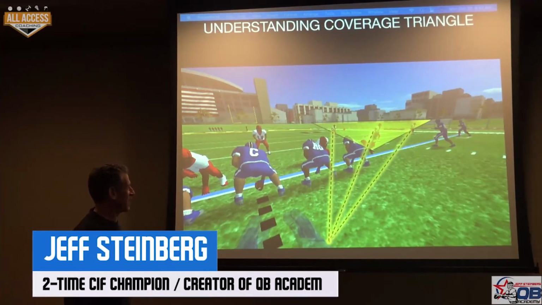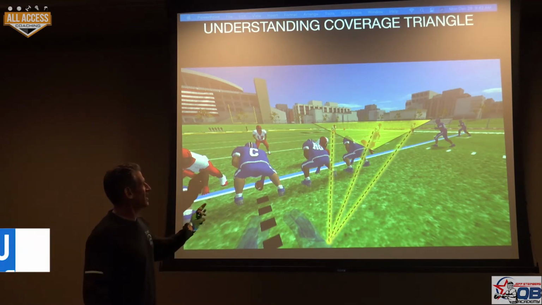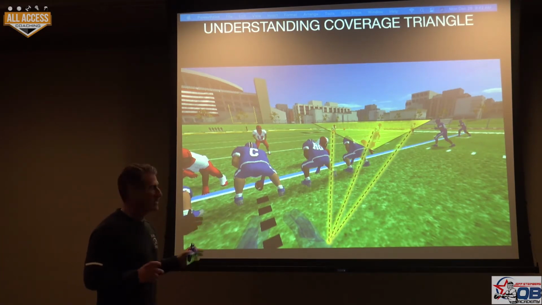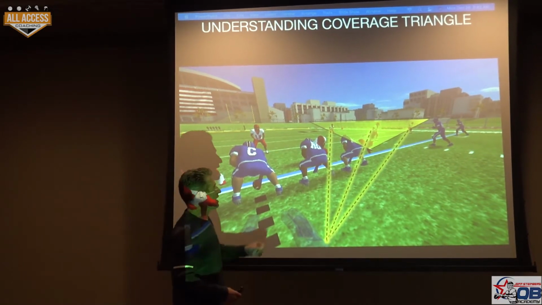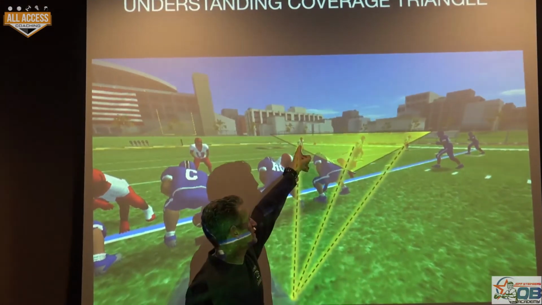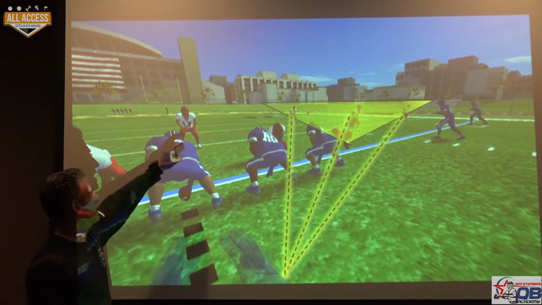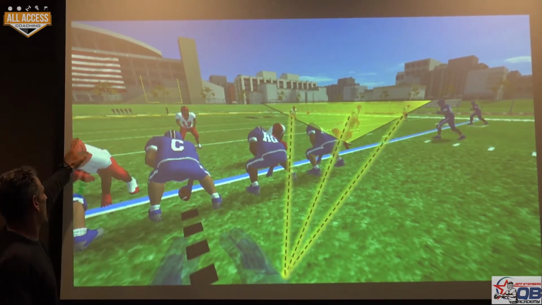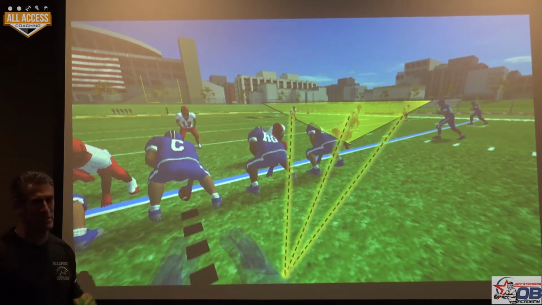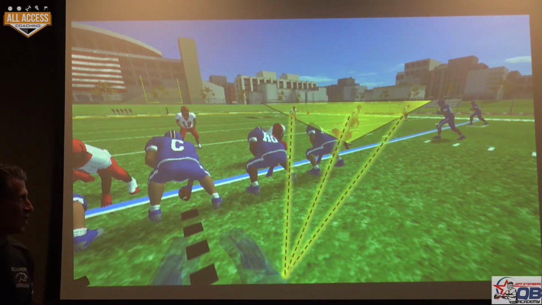We've used Go Army Edge here to teach our players the concept of understanding the coverage triangle. The coverage triangle to us is an outside linebacker, corner, and safety, or another coverage triangle we would use would be an inside linebacker, outside linebacker, and safety that you can't see. So we use coverage triangles as part of how we identify what the defense is going to do, what their intentions are, and ultimately what the coverage is going to be.